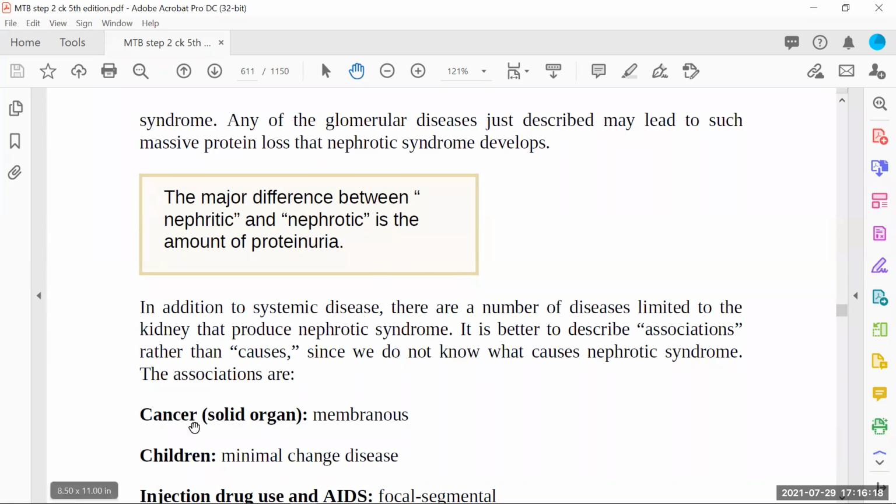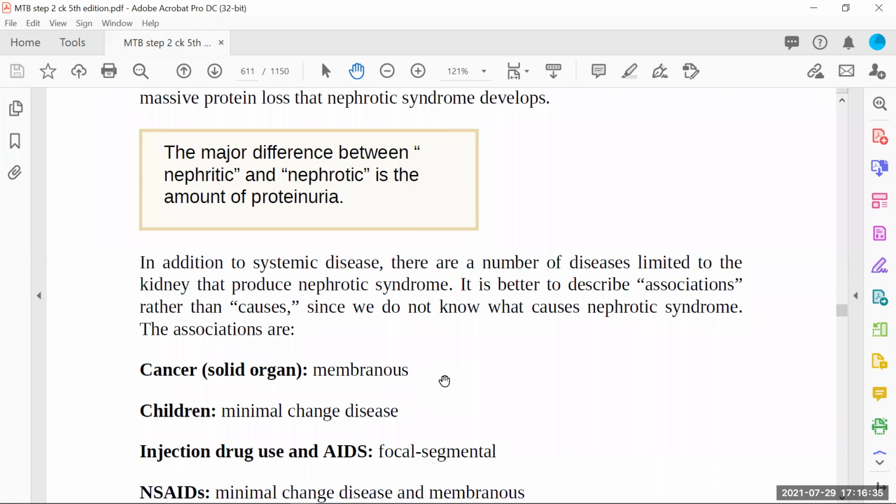It is better to describe association rather than causes, since we don't know what causes nephrotic syndrome, but it is quite obvious that those who are having glomerular diseases and those who are diabetic and hypertensive, there's a strong relation of those persons with nephrotic syndrome. But some types of cancers also have a relation to this nephrotic syndrome.